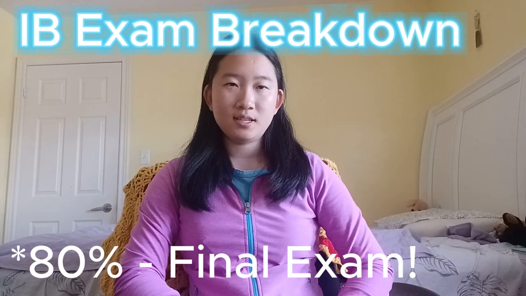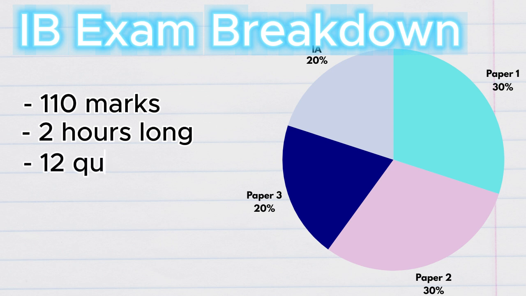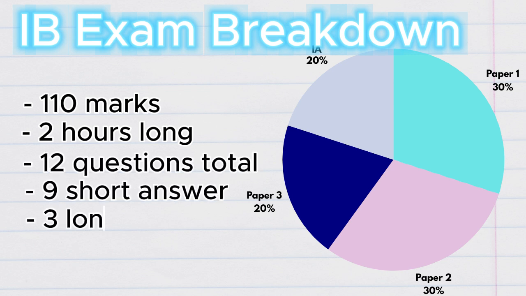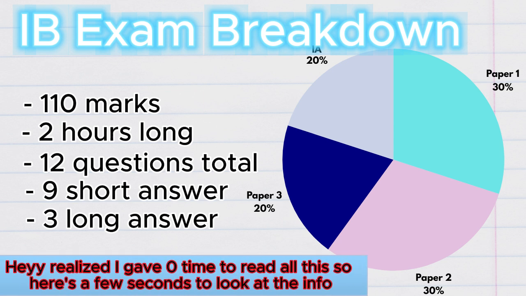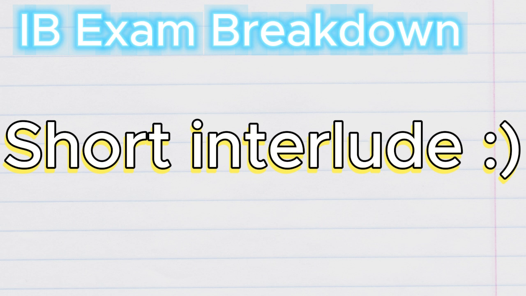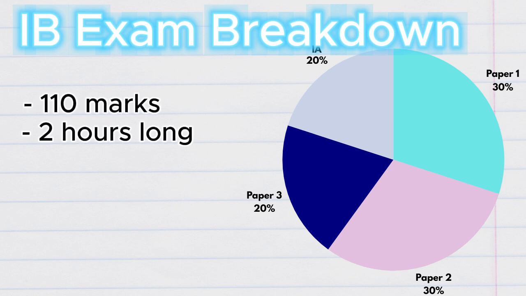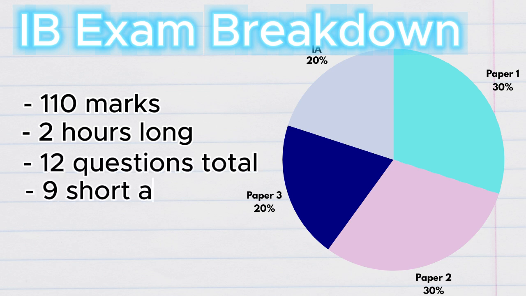And so it's 30% for paper 1, which is 110 marks. It's 2 hours long, and there's 12 questions in total. 9 are short answer, and 3 are long answer. It's 30% for paper 2, which is also 110 marks. It's 2 hours, and also same as paper 1, it has 12 questions, 9 short answer, 3 long answer.